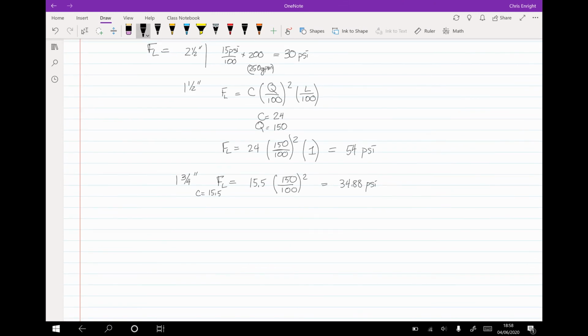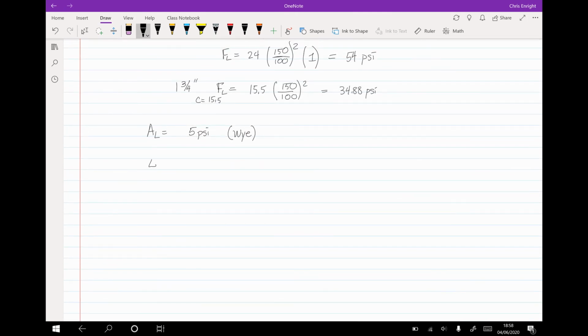We have an appliance loss as well in this one. So appliance loss is equal to 5 psi because of that Y. And a head loss, so because we're going uphill, 75 feet. So 75 times 0.434, that's going to be equal to 32.55 psi. So what does our total pump discharge pressure end up being?